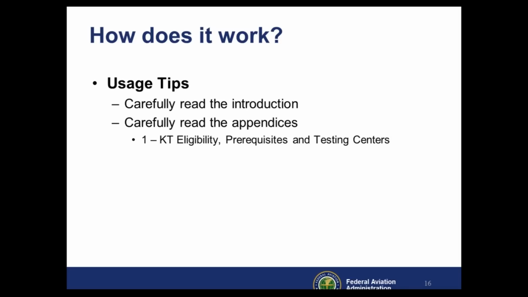So Appendix 1 is knowledge test eligibility, prereqs, and testing centers. Remember that this document is not only a document for the practical test, like the PTS was, but it's now a document for the knowledge test as well. So it's going to contain information for both knowledge test and practical test. There's nothing in Appendix 1 that's going to really give you any heartburn, but you want to kind of peruse that one.